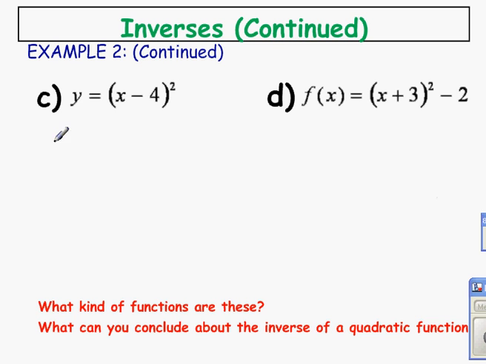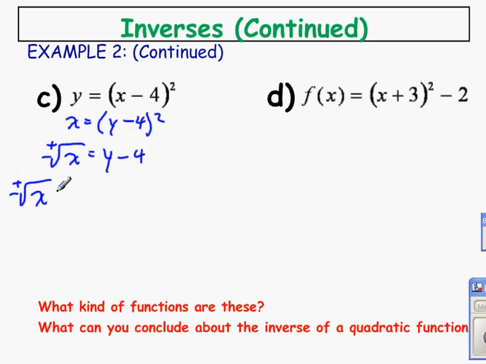Example C is already in xy notation, so we're going to switch our variables. So we have x equals (y minus 4) squared. To get rid of the squared, we have to square root both sides. So we have plus or minus the square root of x equals y minus 4. And then we want to add 4 to both sides. So plus or minus the square root of x, plus 4, equals y. Right?